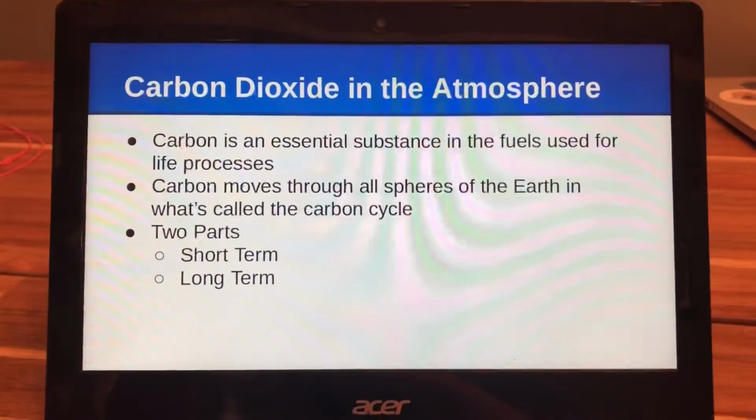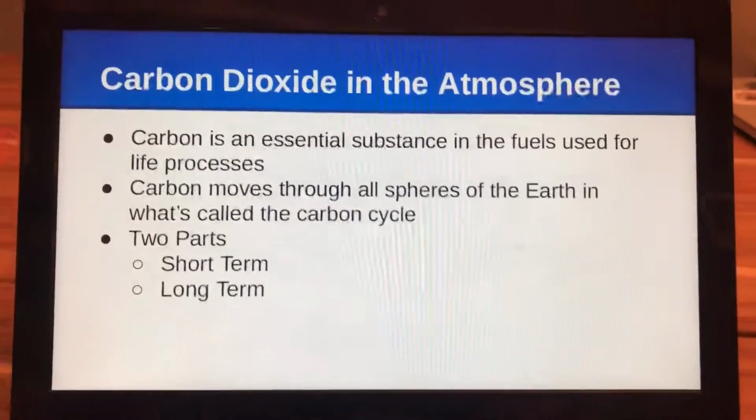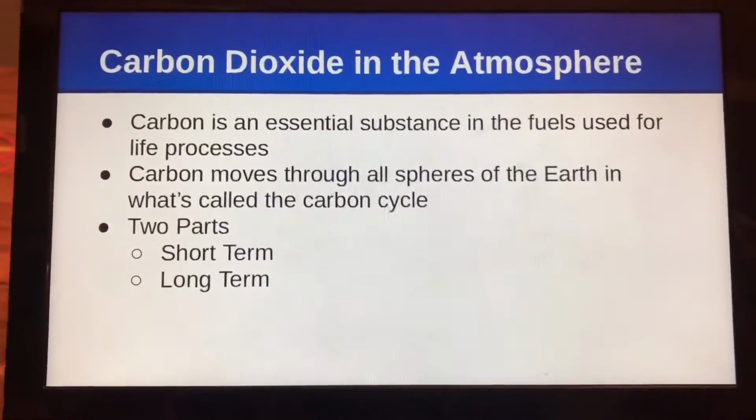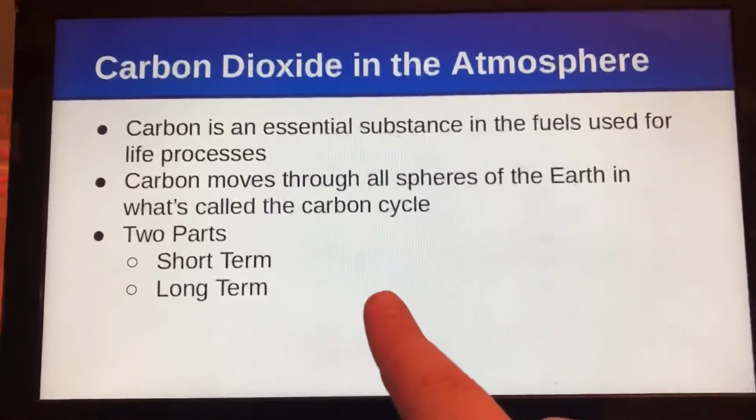This is where we left off yesterday in the lecture notes. We are still talking about the atmosphere and what's in the atmosphere. We've gone over the different elements, the different compounds. Carbon dioxide we mentioned briefly yesterday.